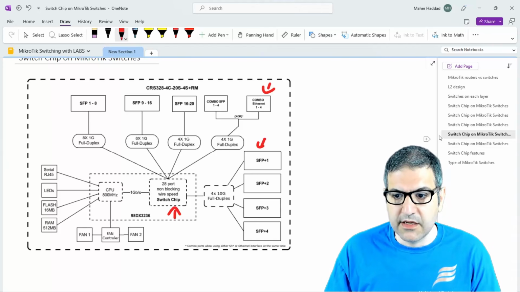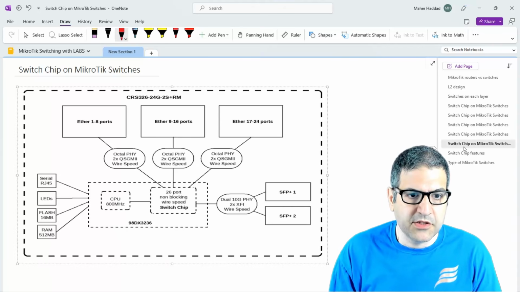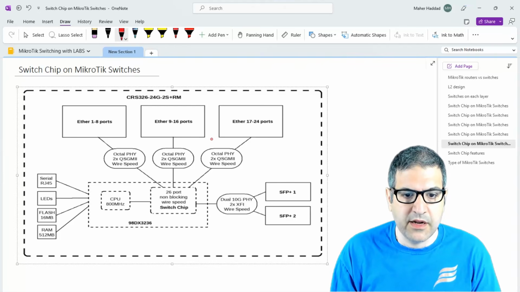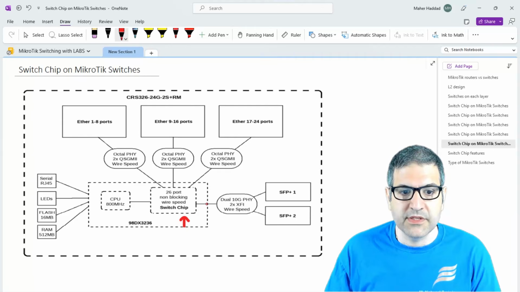And the last example that I would like to show you here is the CRS326-24G-2S+RM. So also we can see, yes, we have the switch chip here, and it is 26 ports. We have 24 Ethernet ports and 2 SFP+ ports. So in total, there are 26 ports. They are all on the same switch chip. Now we understand what the switch chip is.